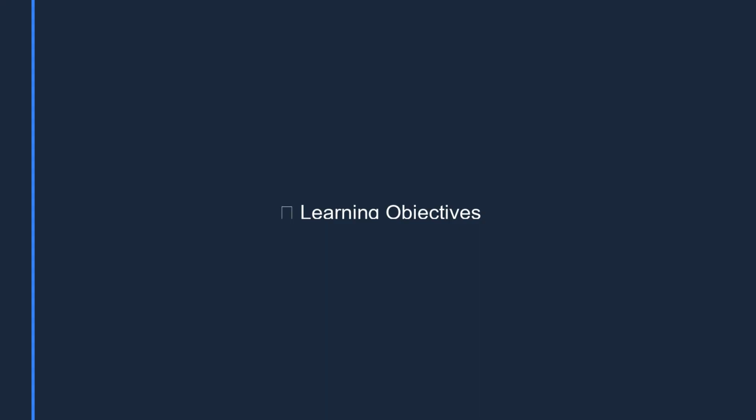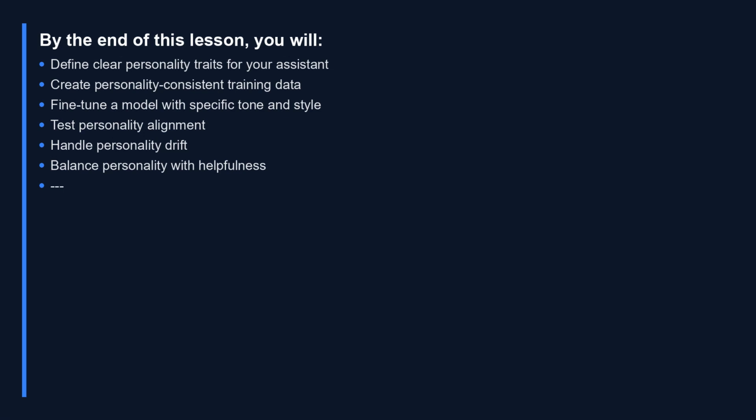Learning objectives. By the end of this lesson, you'll be able to define clear personality traits for your assistant and translate them into training data. You'll fine-tune a model with a specific tone and style, test whether that personality actually holds up under pressure, diagnose and fix personality drift, and, critically, keep personality in its proper place, enhancing helpfulness, never replacing it.